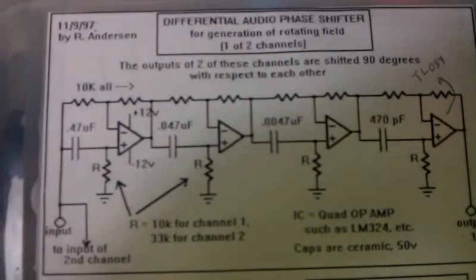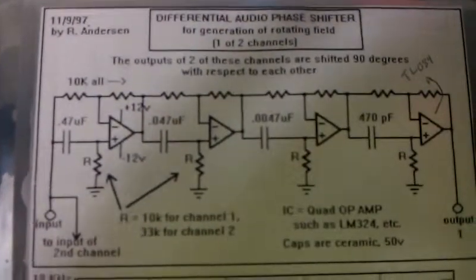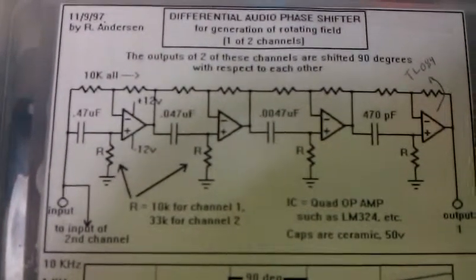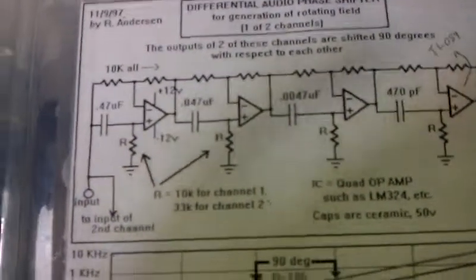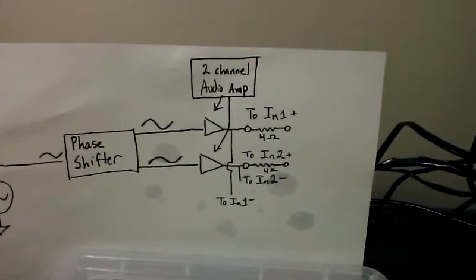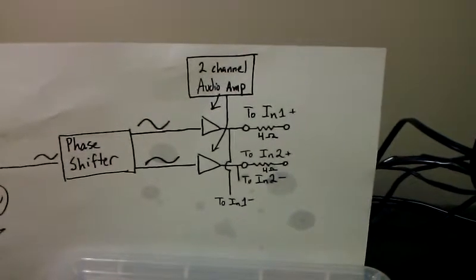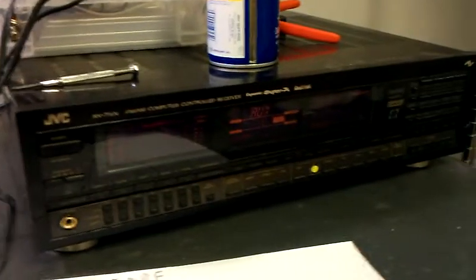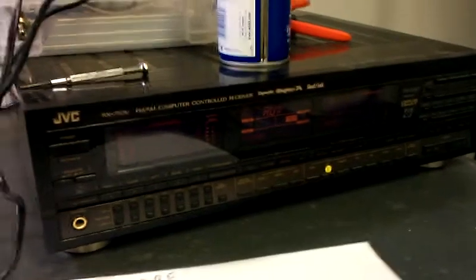It's actually two circuits. This is just showing channel one. Channel two uses different value resistors to achieve that effect. So you have the two sine waves coming out that are 90 degrees shifted, and then you have, in this case, an audio amplifier. It has two channels, 4-ohm outputs, and there's the audio amplifier.